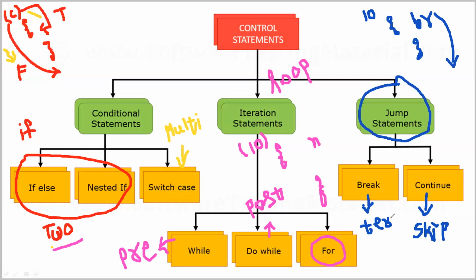And the post-test iteration is the example do while. In do while, we first execute the block and then check the condition. So irrespective of the condition, the loop will definitely be executed one time. Then we have the third type of control statements, the jump statements, where we have break and continue. Break will terminate the loop and continue will skip one iteration.